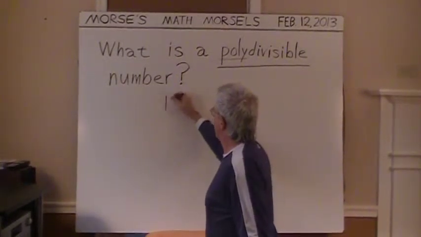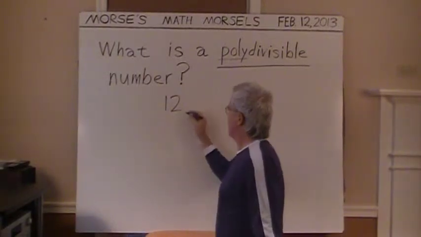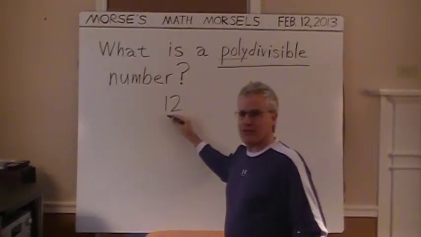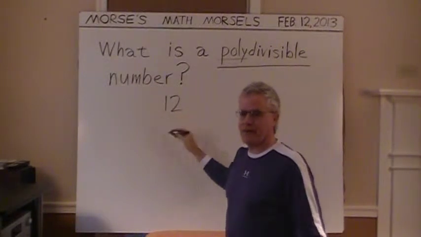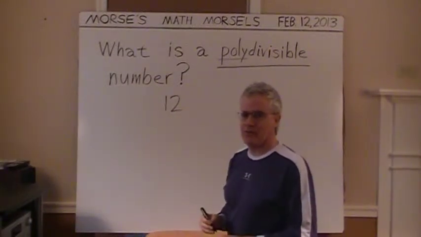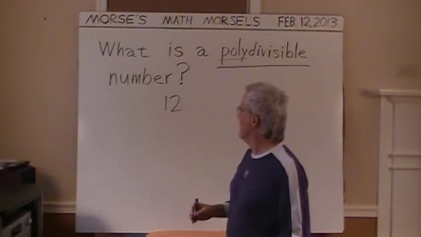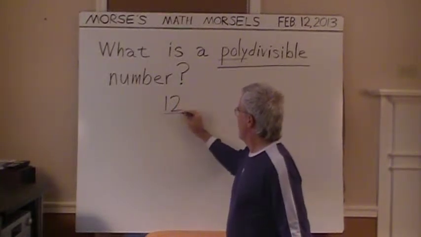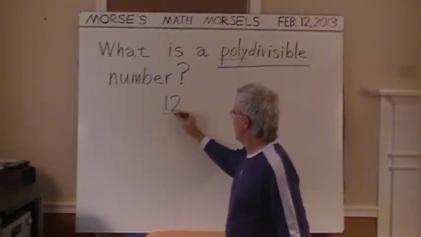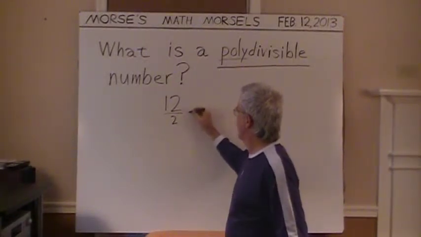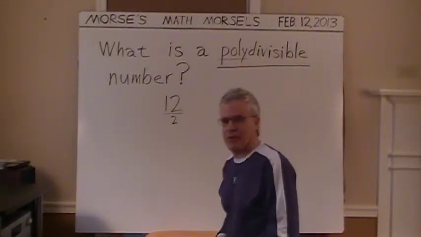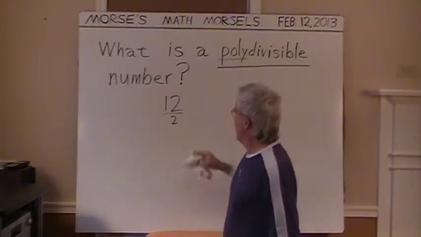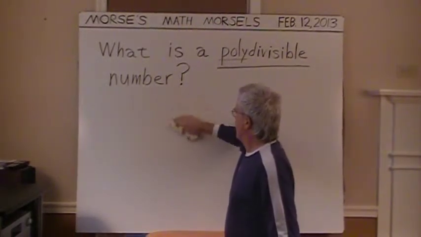For example, 12 is polydivisible. The first digit is divisible by 1. In fact, all single digits are divisible by 1, so that's trivial. And the number 12 itself has 2 digits, and the second digit is a 2, which is even, and that comes out even. It doesn't matter what the quotient is, only that the number is evenly divisible.